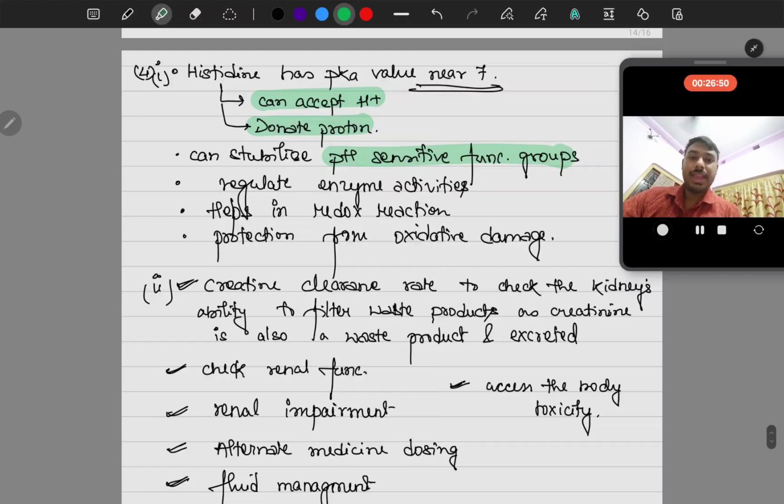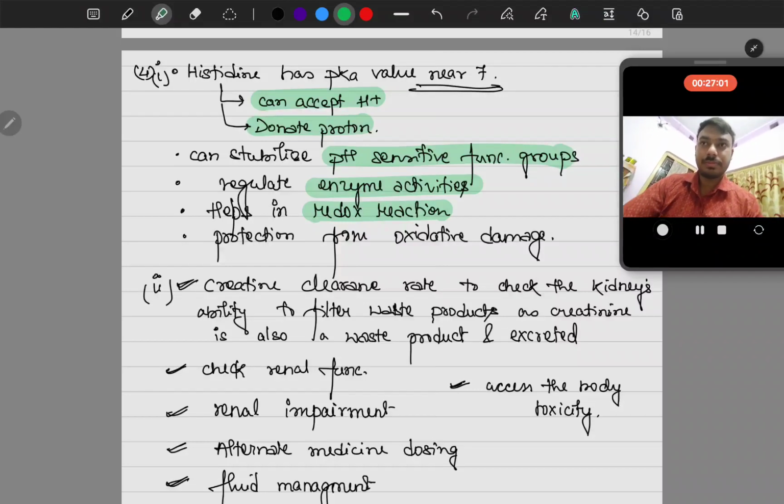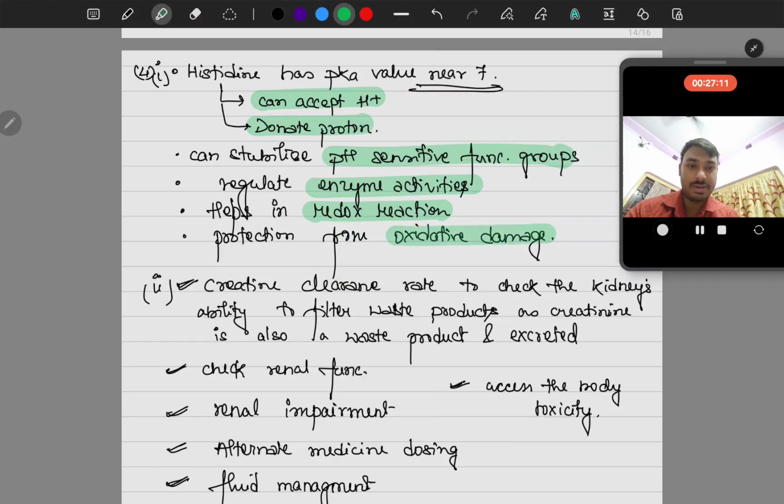It can regulate the enzyme activities at different pH or different harsh environment. Helps in the redox reaction, as both positive and negative charge can be controlled, so it can take place in the redox reaction, and it gives protection from the oxidative damage. So these are some points which, if you write them in the explain why, you could get full marks.